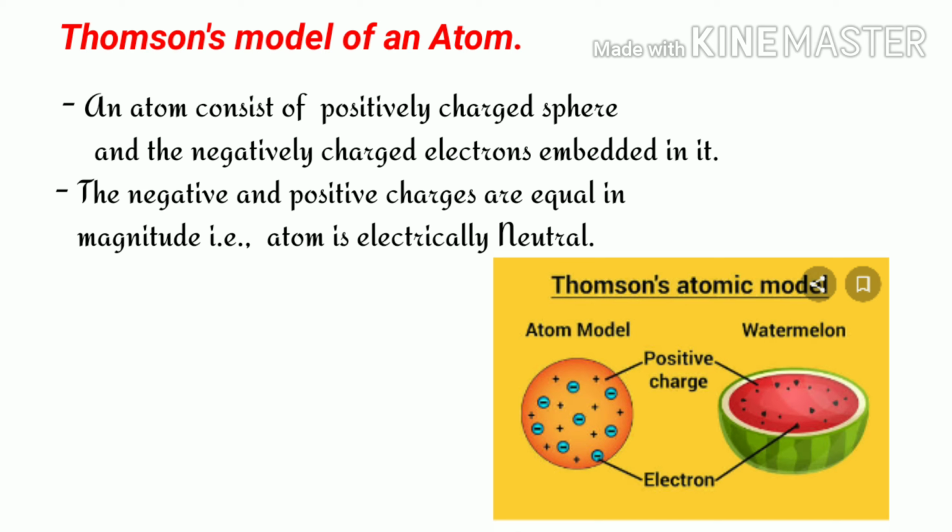According to Thomson, an atom consists of a positively charged sphere and negatively charged electrons which are embedded in it. We can simply take the example of a watermelon. The watermelon is positively charged entirely, whereas the seeds inside the watermelon are negatively charged, like electrons embedded in it. And also, the negative and positive charges are equal in magnitude. That is, the atom is electrically neutral. That is, the atom has an equal number of positive and negative charges.